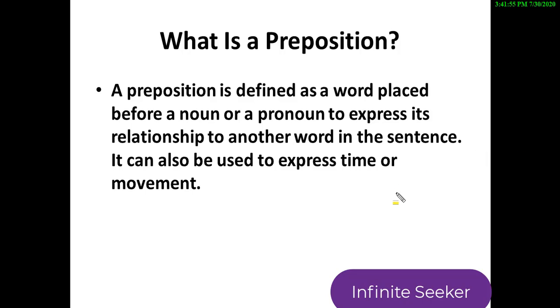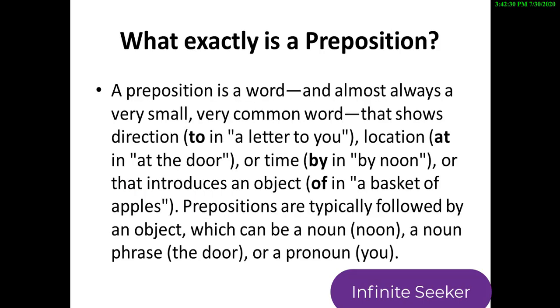So a preposition is defined as a word which is usually placed before a noun or a pronoun to express its relationship to another word. So it is used before a noun or a pronoun to express the relationship of another word which will come in the sentence. It can also be used to express time or movement. So what exactly is a preposition? Let's look at it in a more detailed manner here.